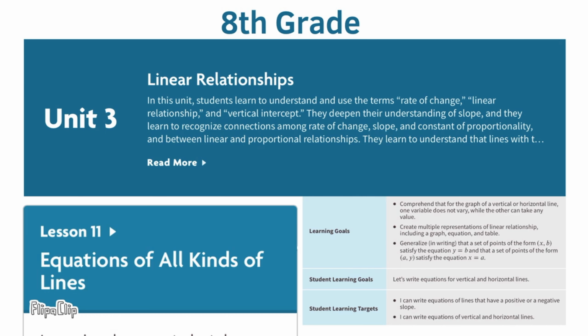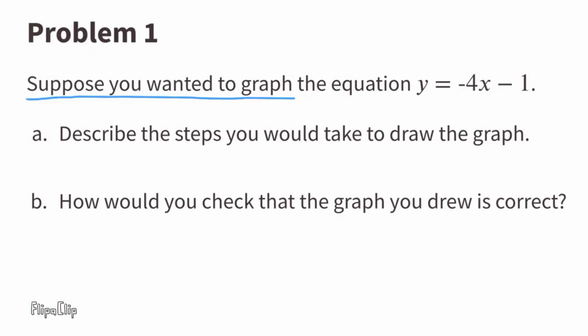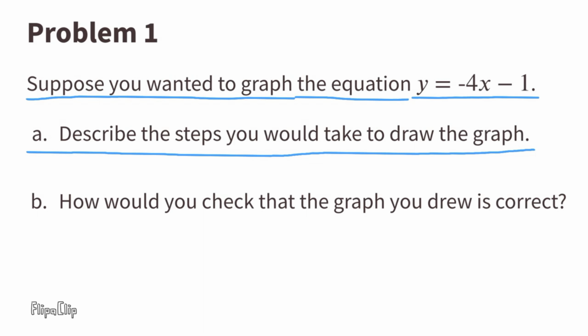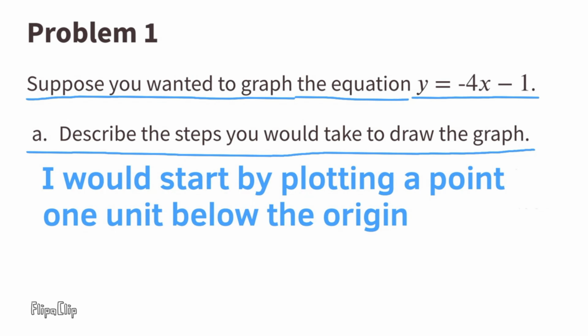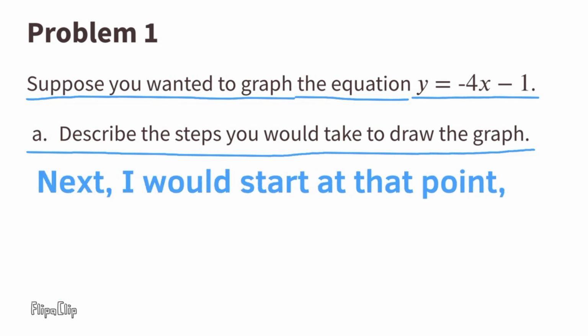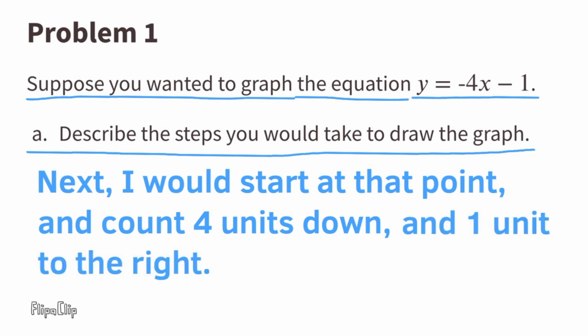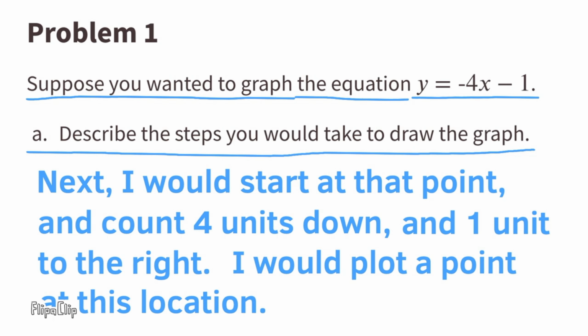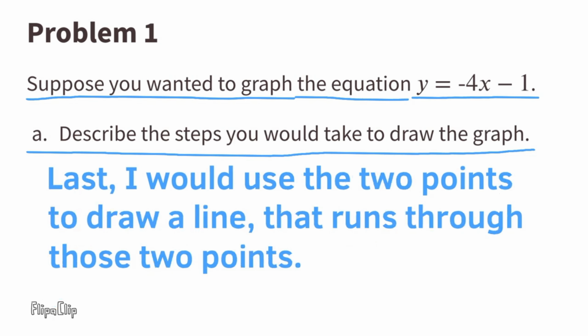8th grade, Unit 3, Lesson 11, Equations of all kinds of lines. Problem 1. Suppose you wanted to graph the equation y equals -4x minus 1. A. Describe the steps you would take to draw the graph. I would start by plotting a point 1 unit below the origin on the y-axis. This represents the y-intercept. Next, I would start at that point and count 4 units down and 1 unit to the right. I would plot a point at this location. Last, I would use the 2 points to draw a line that runs through those 2 points.